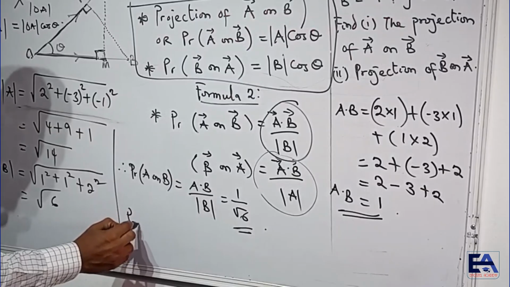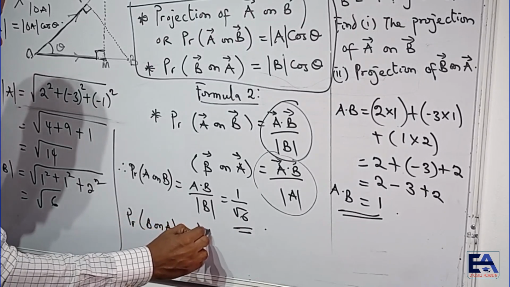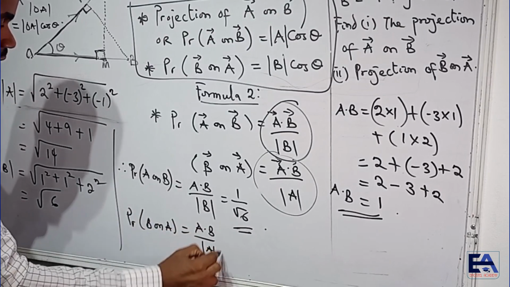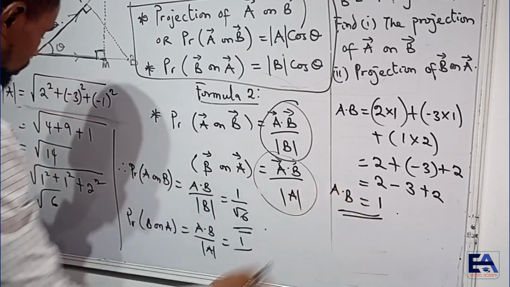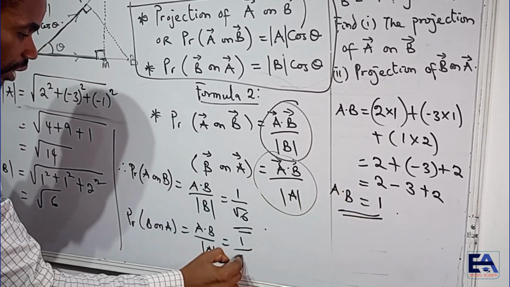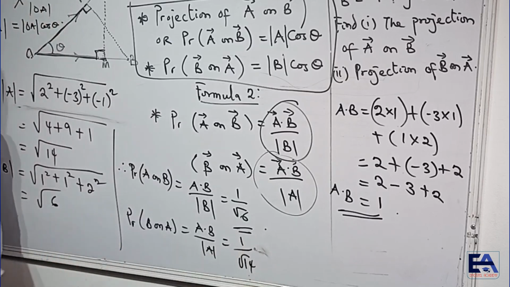Okay, then the projection of B on A is going to be equal to what? A dot B divided by the magnitude of A. And then at the end, we have 1, which is A dot B, and then divided by the magnitude of A, and that's root 14. And so you can also use your calculator to get the final answer, and that is that.